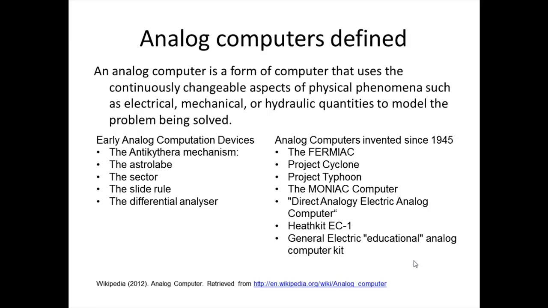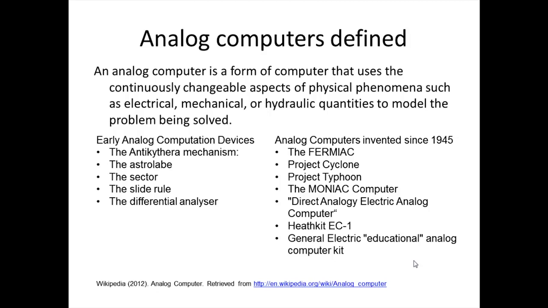Another example, the differential analyzer, which is a mechanical analog computer designed to solve differential equations by integration. It was invented in 1876 by James Thomson, and extensions and enhancements were the basis of some parts of mechanical analog gunfire control computers. On the right-hand column, you will see several examples of analog computers which have been invented since the end of World War II in 1945. And I'll just list them at this point.